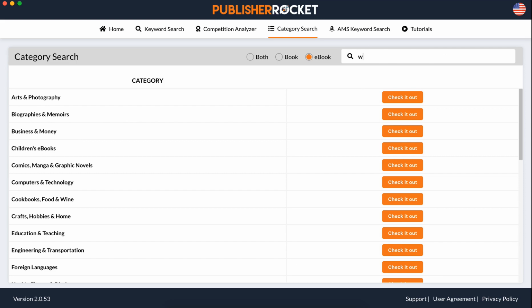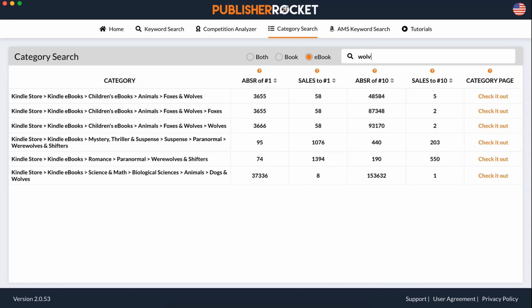Why don't we look up wolves? So you can see there are different things about wolves. So suspense, paranormal, werewolves, and shifters. This would be one. But there are also books for children about foxes and wolves, and you can specify wolves or foxes. This could be like The Fox and the Hound. This could be a book about wolves from a wolf's perspective, animals, dogs, and wolves.